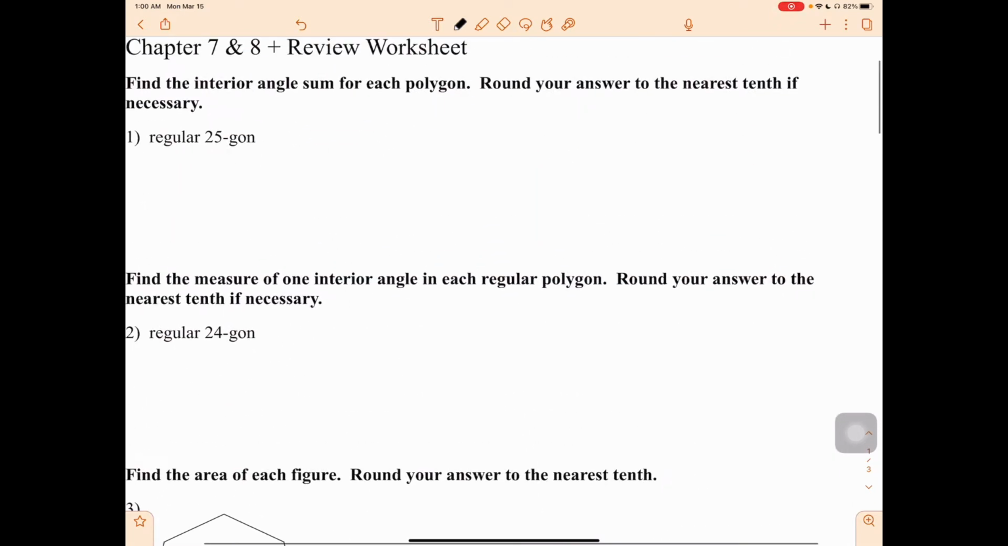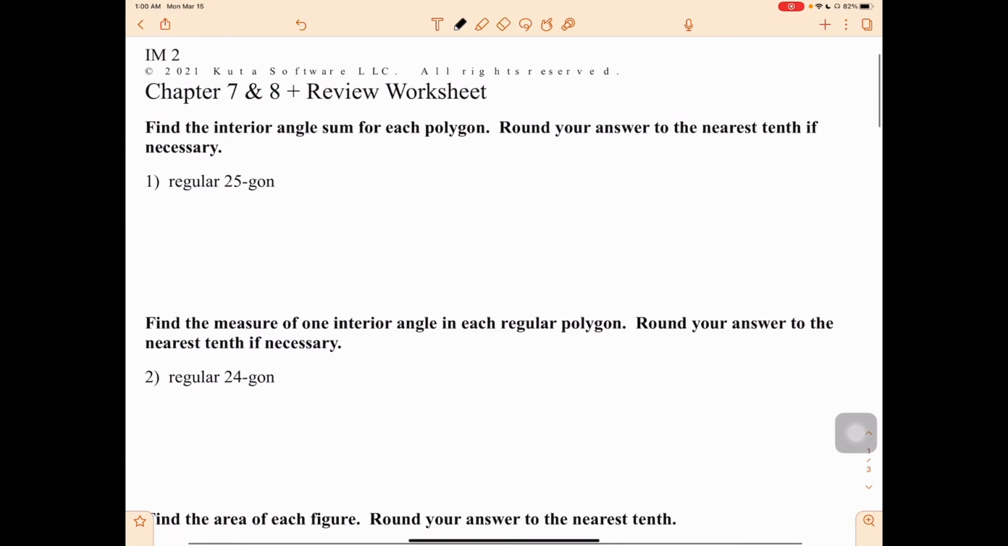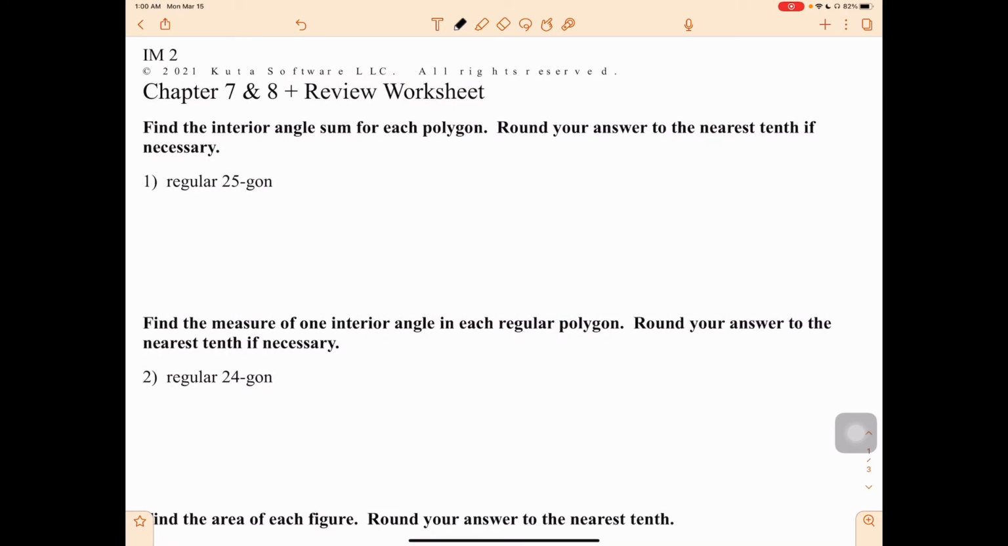Okay? So now a lot of this you're just going to want to refer back to your chapter 8 study guide because some of the formulas come from that. A few others might come from chapter 7 or even before that and back into last semester. So here it says find the interior angle sum for each polygon. Now there's only one problem here, so just this one. This one says round your answer to the nearest tenth if necessary.